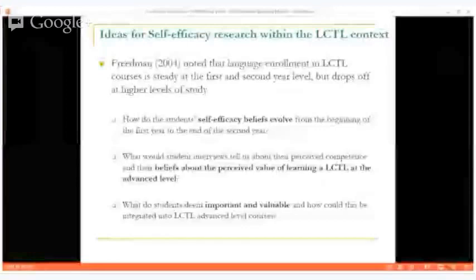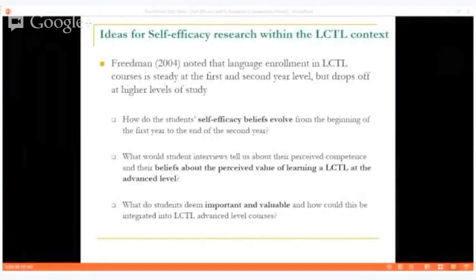Friedman in 2004 talked about how language enrollment in less commonly taught language courses is steady in the first and second year and then sort of drops off at the higher level of studies. We see that in most languages, actually. But how do self-efficacy beliefs evolve from the beginning of the first year to the end of the second year?